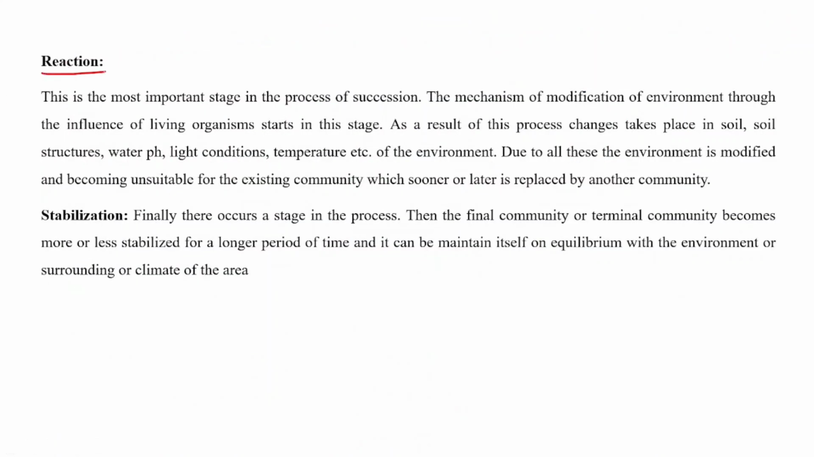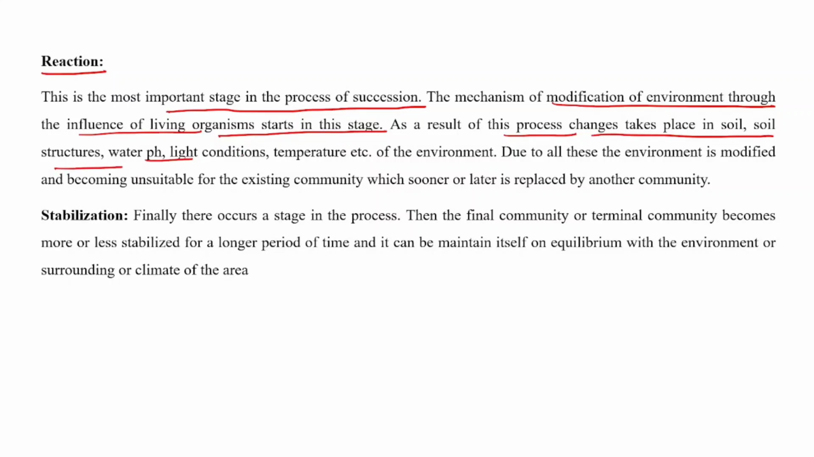Next is the reaction. If we talk about reaction, it is an important stage in the process of succession. The mechanism of modification of environment through the influence of living organisms starts in this stage. As a result of this process, change takes place in soil structure, water, pH, light conditions, and temperature of the environment. Due to all this, the environment is modified and becomes unsuitable for the existing community.